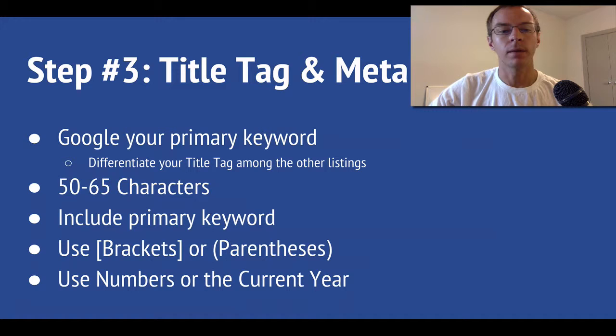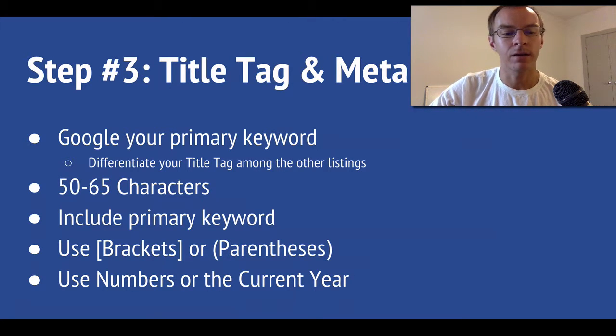So make sure that yours looks a little bit different than everybody else's. Typically, you don't want to go over 65 characters. Include your primary keyword in the title tag, and use brackets and parentheses. Typically, for most of our client pages now, when we type the primary keyword into Google, not very many title tags have brackets or parentheses. So we've been using that, and we've seen increased click-through rates as a result.